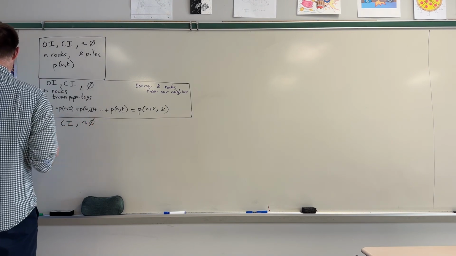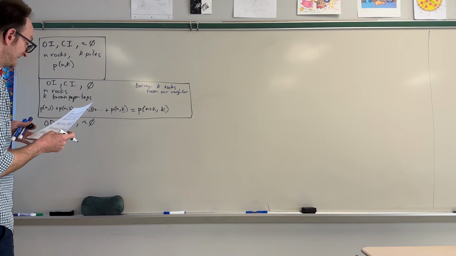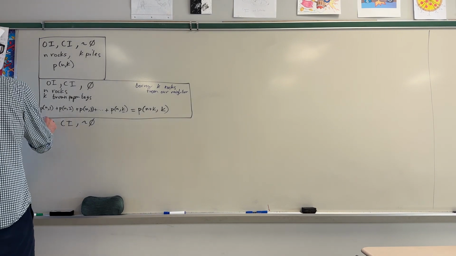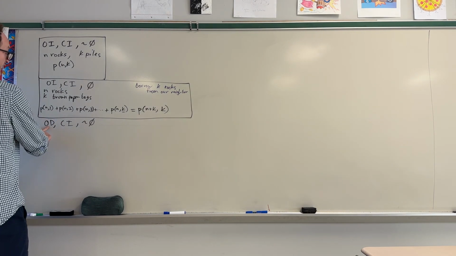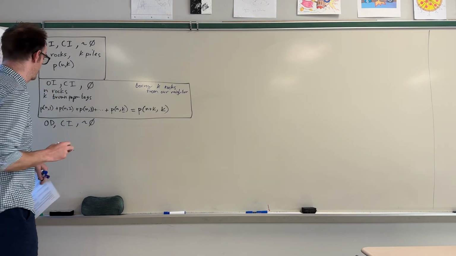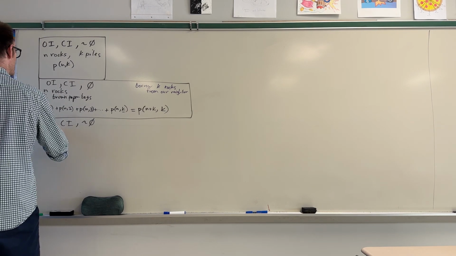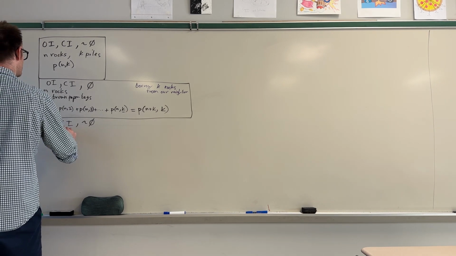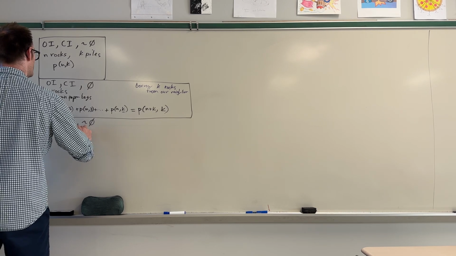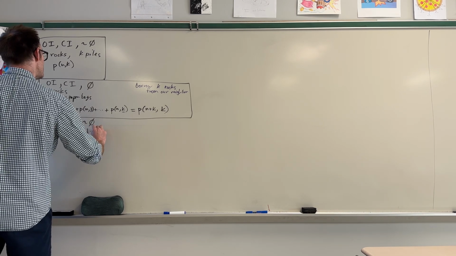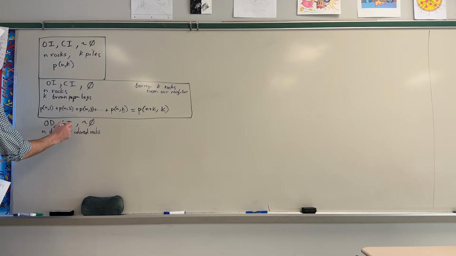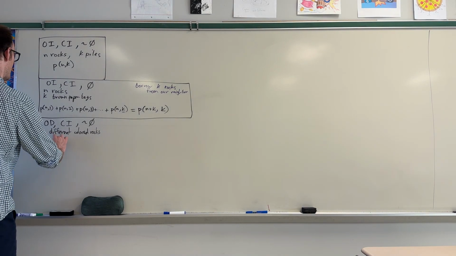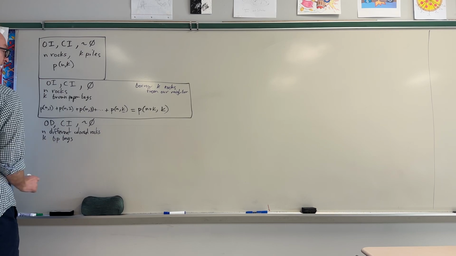What about objects distinguishable, containers indistinguishable, not empty? So now, what's going on? The objects are distinguishable. So now they are no longer boring rocks. They are exciting rocks. So now we have n different colored, shiny rocks, all of which are distinguishable from each other. The containers, however, are still indistinguishable, which means we are just putting them into K brown paper bags, and none of the bags can be empty.